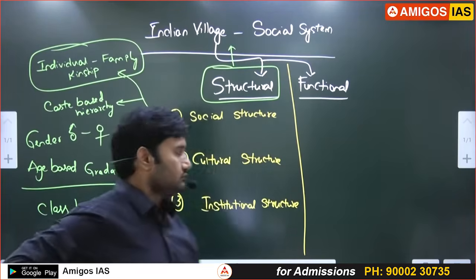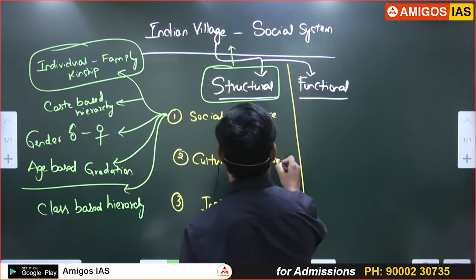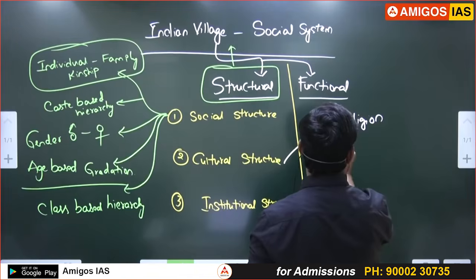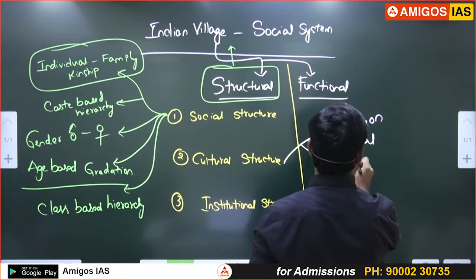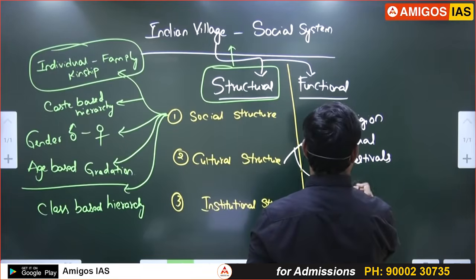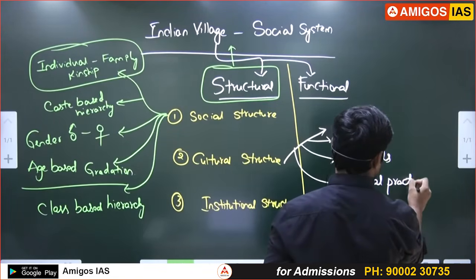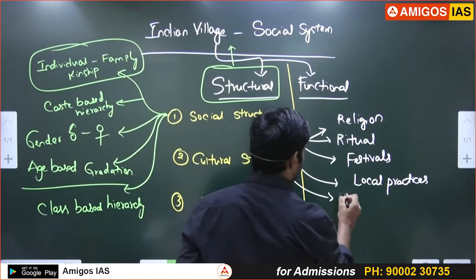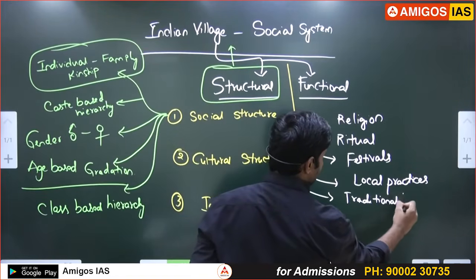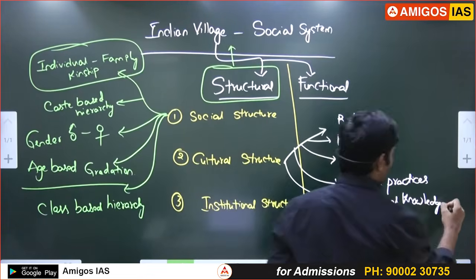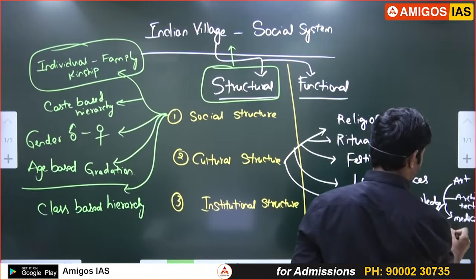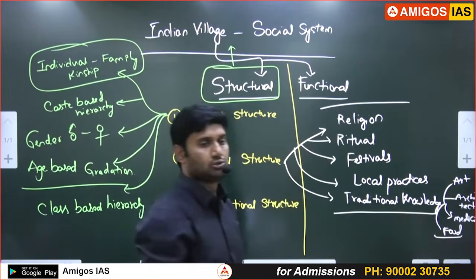And then, what about the cultural structure? Cultural structure includes multiple things like religion, ritual, festivals, then local practices, and the traditional knowledge. Traditional knowledge about what? Everything, like their local art forms, or architecture, or everything, be it medicines or food. So all these are included under the cultural structure.